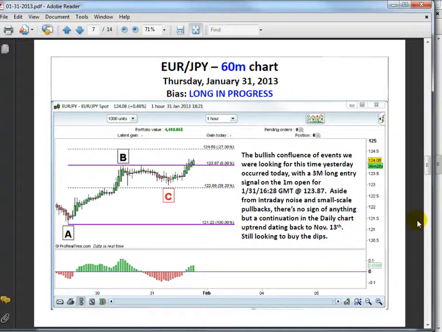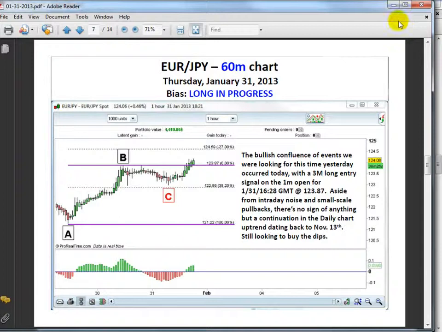On Thursday, the bullish confluence of events we were looking for this time yesterday occurred today, with a 3M long entry signal on the 1-minute open for Thursday, 4:28 p.m. GMT at 123.87. Aside from intraday noise and small-scale pullbacks, there's no sign of anything but a continuation in the daily chart uptrend dating back to November 13th. Still looking to buy the dips.